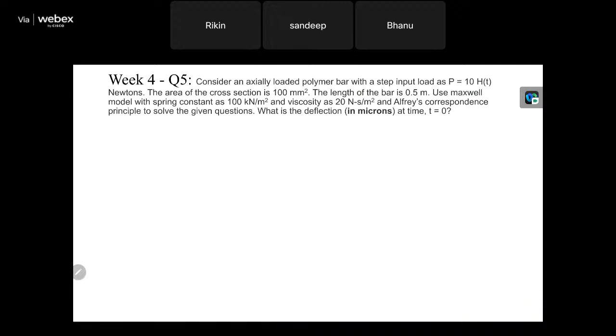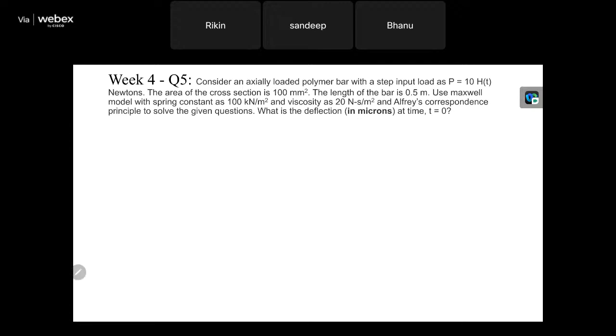Note that most of these questions have been covered by Prof. So if you refer to the slides, I'm pretty sure you'll be able to answer these questions. But nonetheless, let's get into it. Question 5 says, consider an axially loaded polymer bar with a step input load as P equal to 10 H of t newtons. So the load is applied at t equal to 0. The area of cross section is given, the length of the bar is given, and using the Maxwell model with spring constant and viscosity given, and using Alfrey's correspondence principle, solve the given questions.